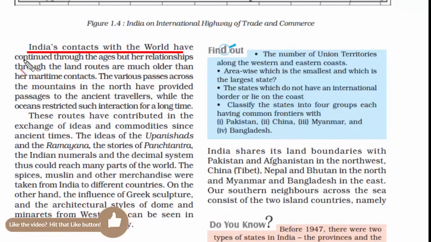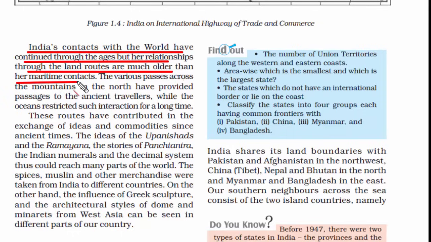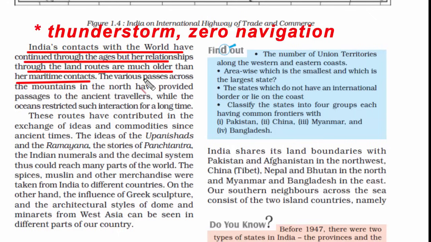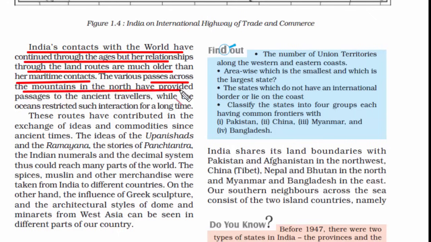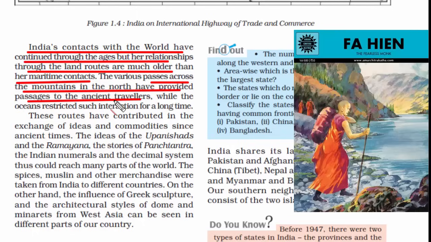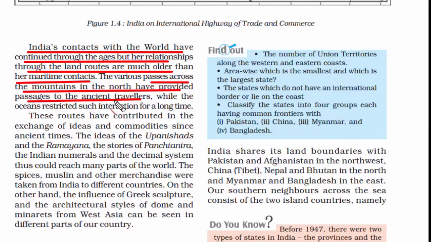India's contacts with the world have continued through the ages, and the relationships through land routes are much older than the maritime contact. The ocean was a very restricted and scary way of interacting with other countries. So travelers often took the land route, passing through the mountains in the north, like how Fa-Hien came to India from China, and other Persian dealers. India has always been in touch with the world from ages, and it is not something new. All these land routes have contributed to the exchange of ideas and commodities since ancient times.